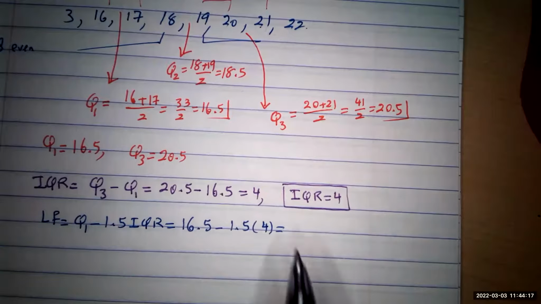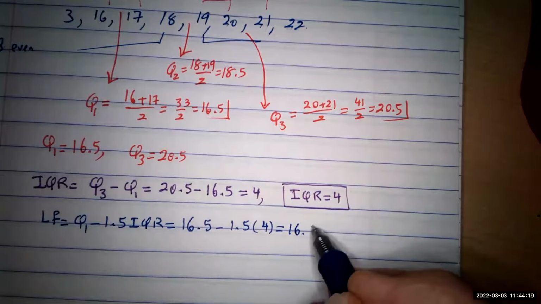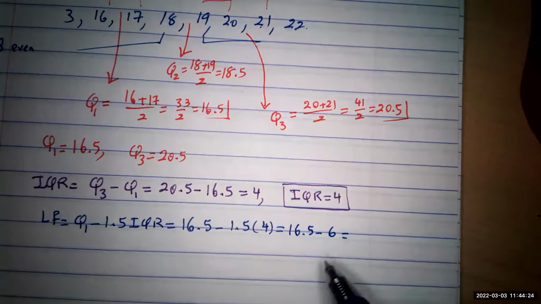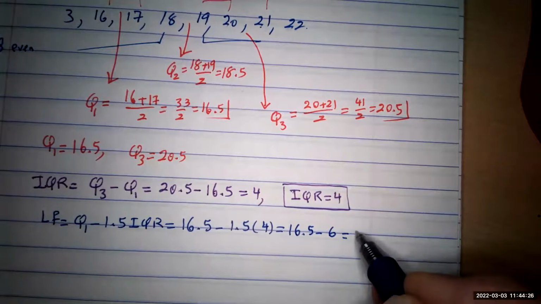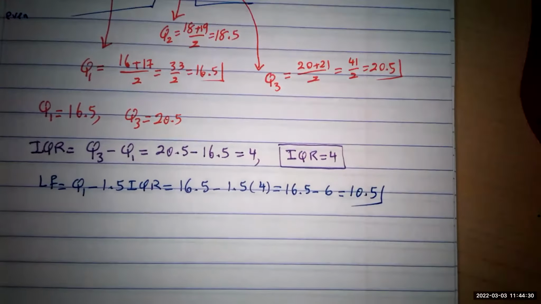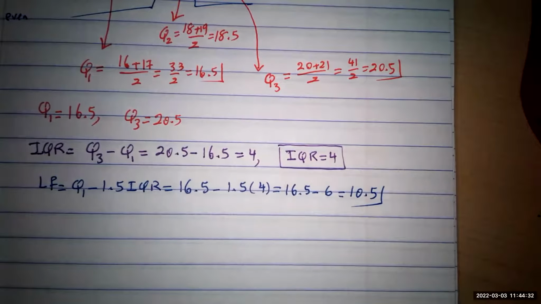1.5 times 4 would be 6. So 16.5 minus 6. Okay, so that gives 10.5. That's going to be the lower bound, if you like, of your information.